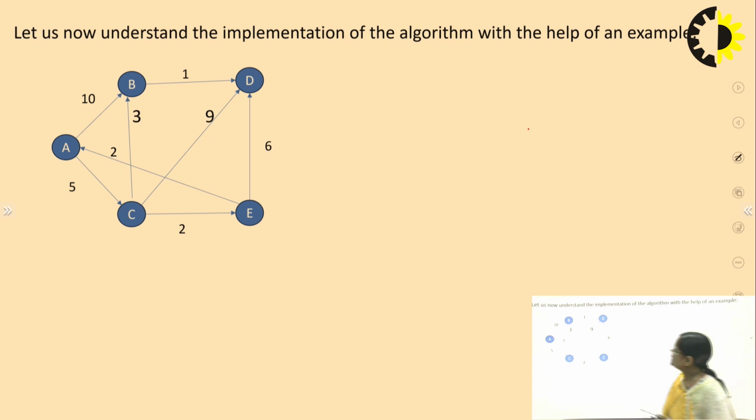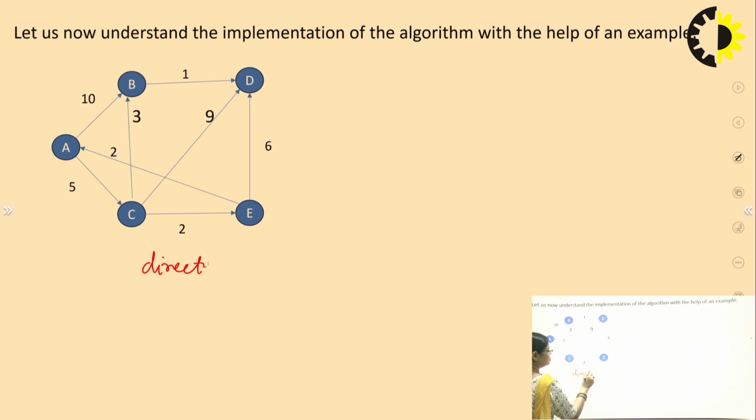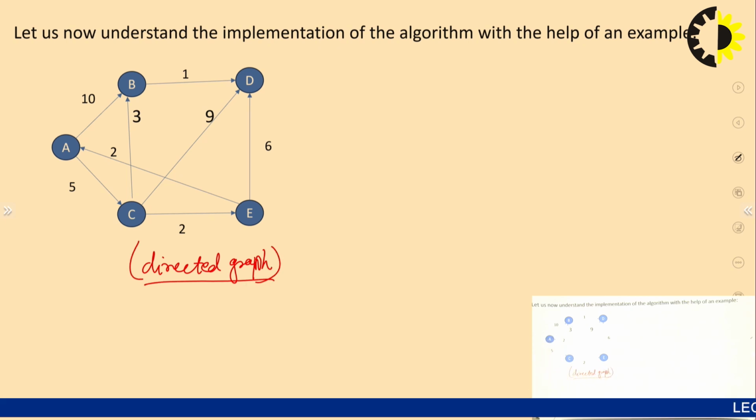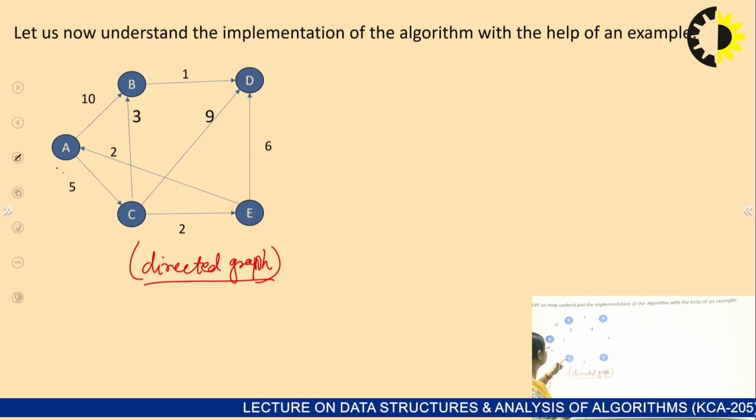Now, let us understand the implementation of the algorithm with the help of an example. I have taken a graph like this, and I say this is a directed graph. Why a directed graph? Because A is directed towards C and A is directed towards B.